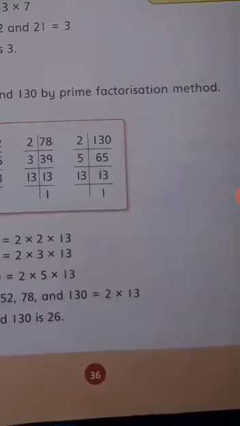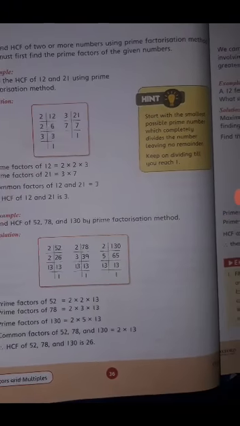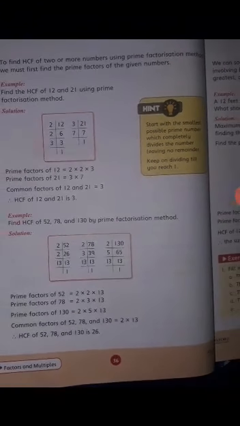So here are the prime factors of 52, 78 and 130. Prime factors of 52 are 2, 2 and 13. Prime factors of 78 are 2, 3 and 13. And the last one, prime factors of 130 are 2, 5 and 13.